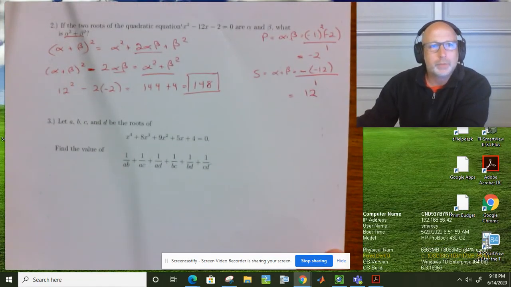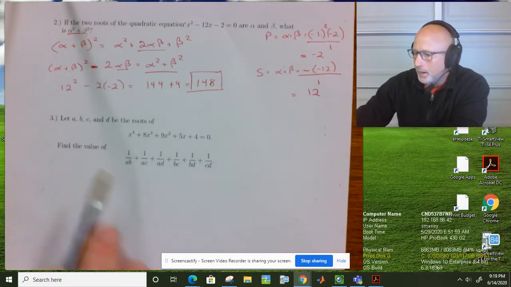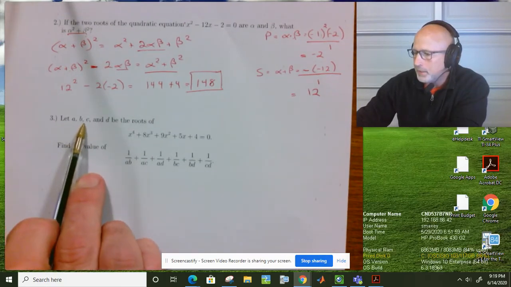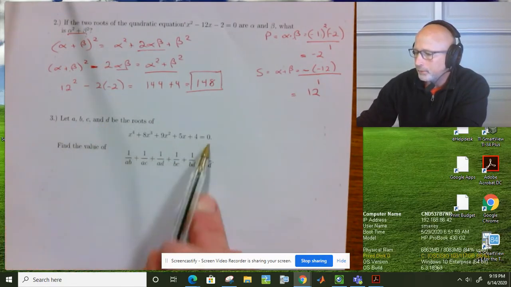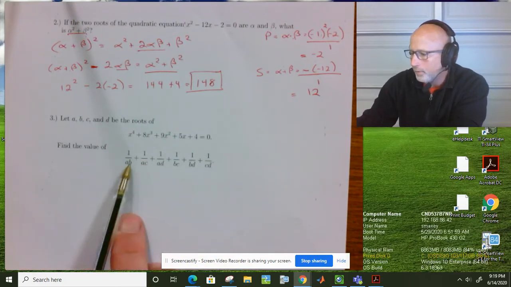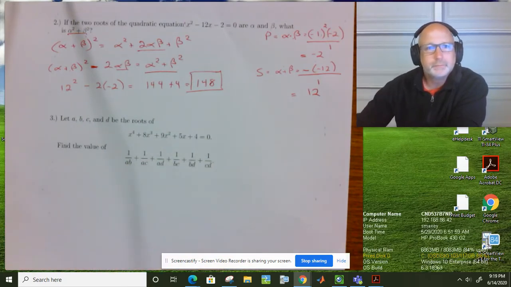Okay, so 3. Let A, B, C, and D be the roots of this. Find the value of all of this. Okay, so this is a little bit trickier.